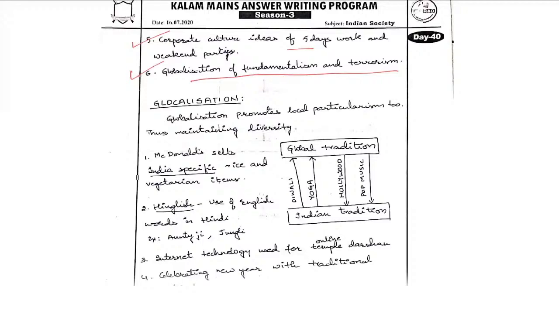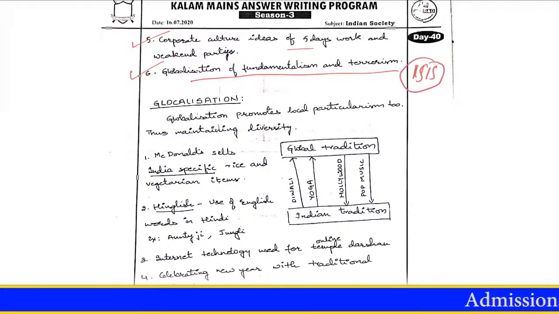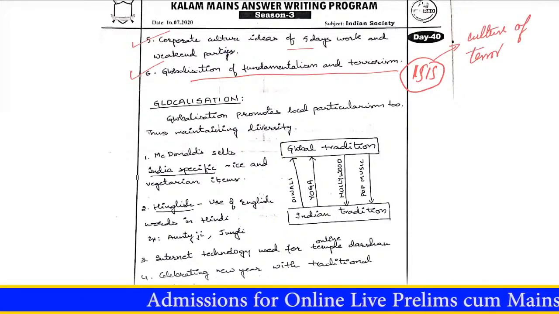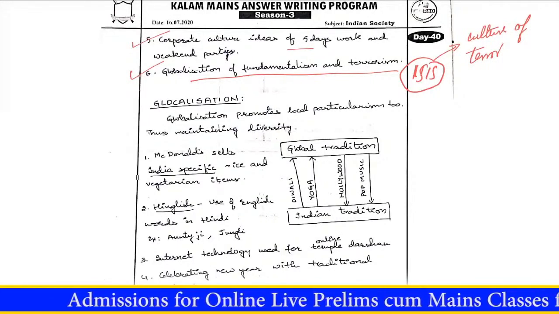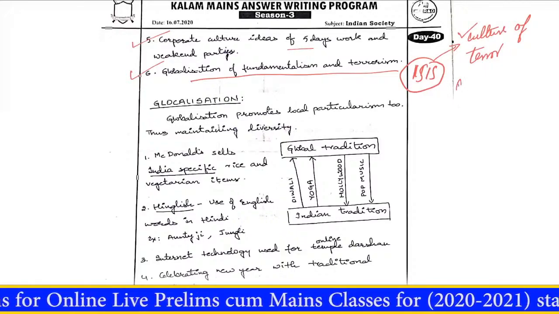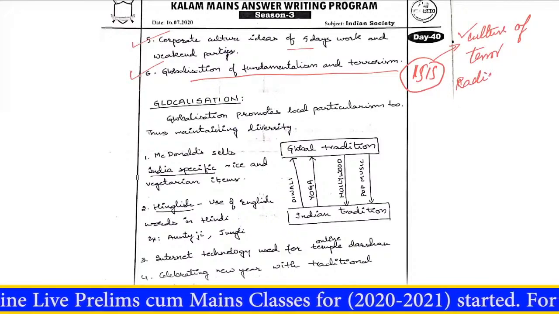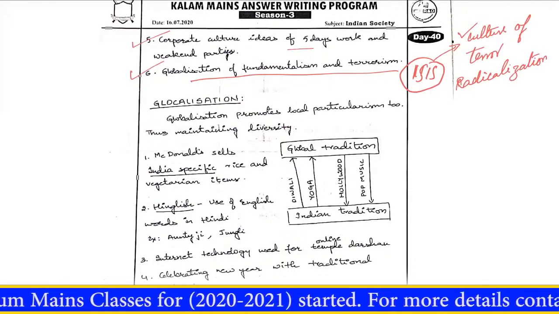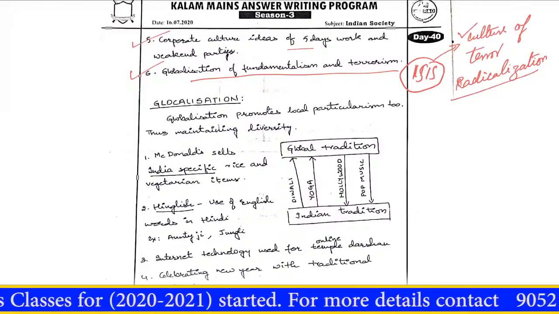So for example, ISIS is one radical group in Iraq, but it used the forces of globalization to spread its culture of terror throughout the world. So ISIS got recruits from Canada, Australia, London, Paris, Germany, and so on. So this is through using globalization to radicalize youth and spread a culture of terror. So while globalization can homogenize in a positive way, it can also homogenize in a negative way.